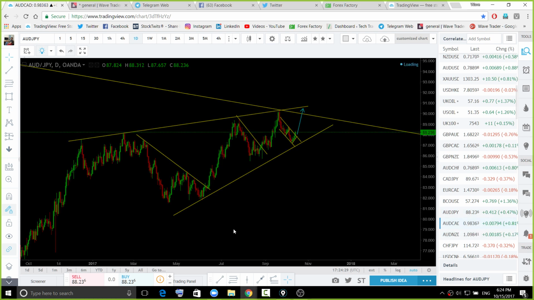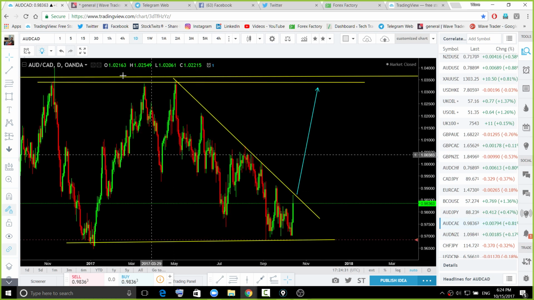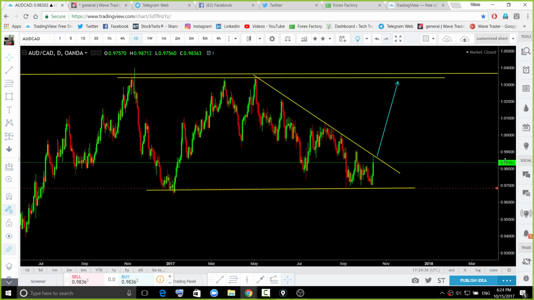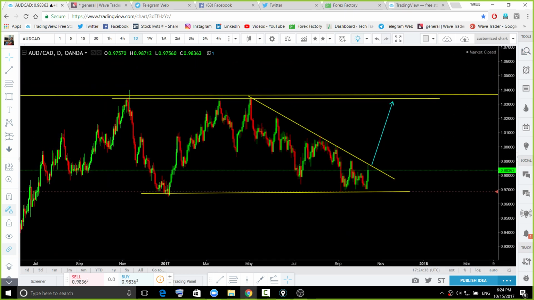So Aussie CAD rising aggressively, so that is what I'm looking for. Yeah, so in the longer term, I'm looking for weakness on the CAD pairs. Yeah, so that up move.